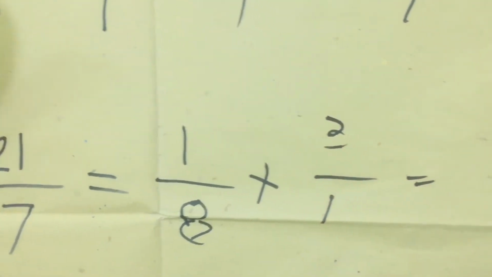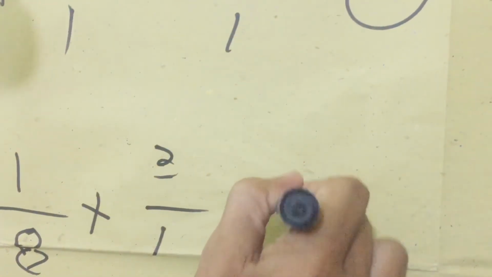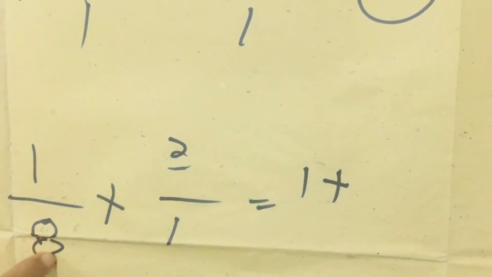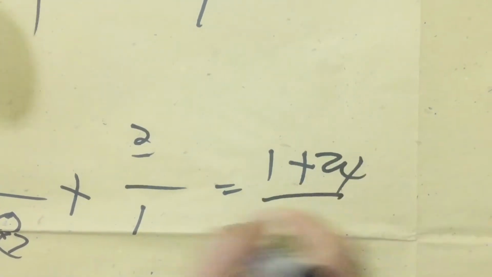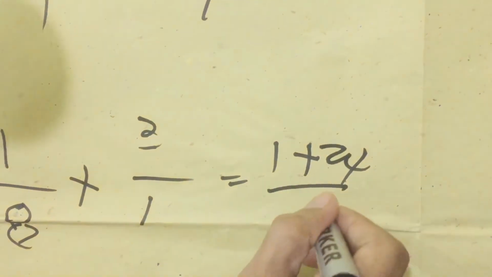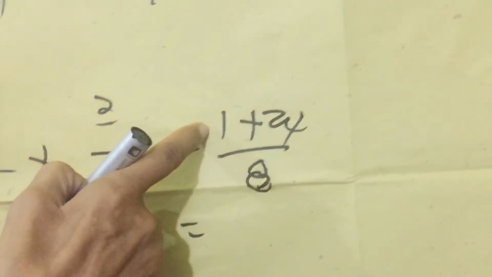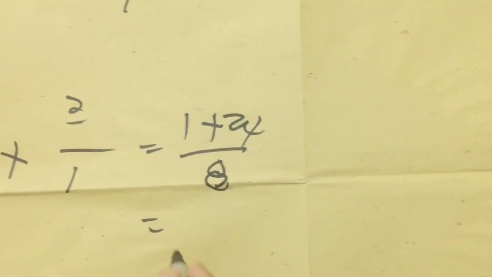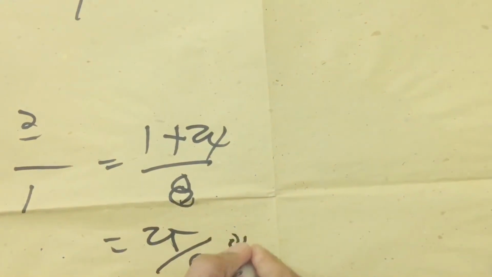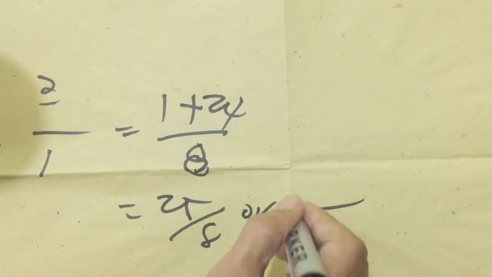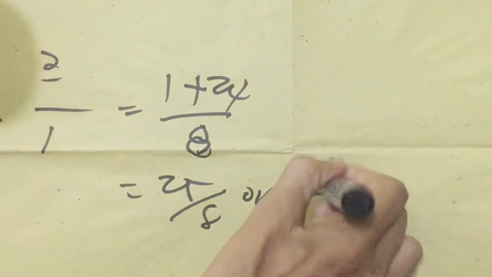Then cross multiply. 1 times 1 equals 1. Plus 8 times 3 equals 24. 8 times 1 equals 8. So we're going to add 1 plus 24 equals 25 over 8, or our answer is 3 and 1 over 8.